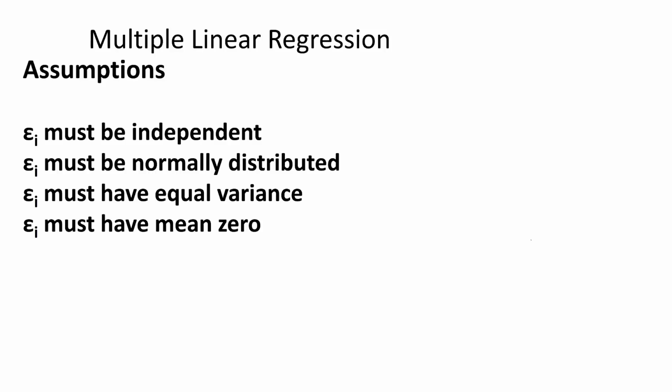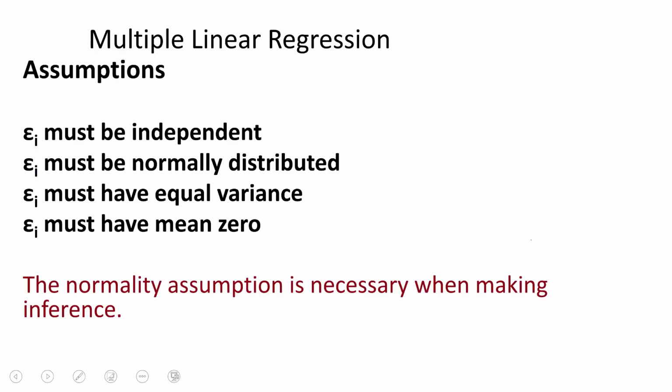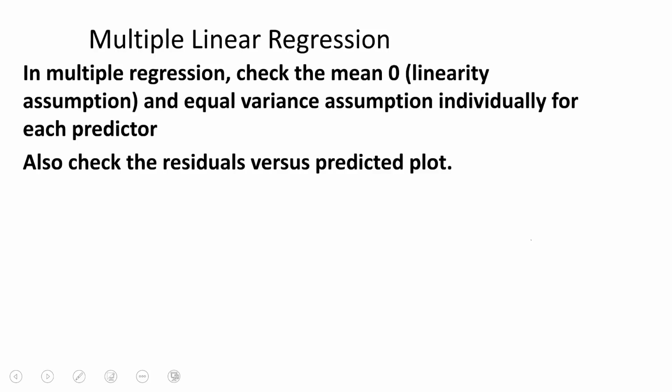So the assumptions for multiple linear regression when we're making inference on the slope are the same as they were for simple linear regression and ANOVA. The errors have to be independent, normally distributed, have equal variance, and have mean zero. The normality assumption, remember, is necessary when making inference.